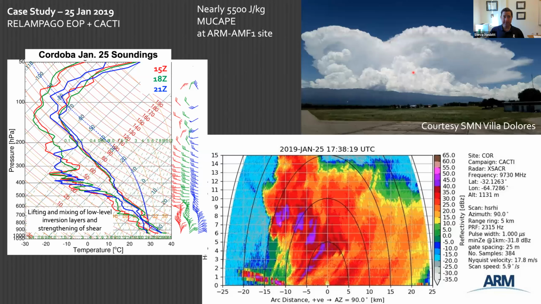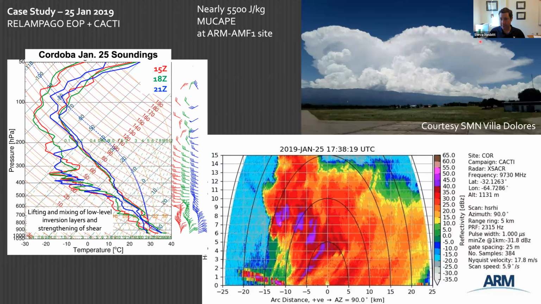Another case that we have, 25 January. So here, this was after our IOP, but this was our champion in terms of the amount of CAPE that was present. Some soundings here that were launched from our fixed site indicated above 5,500 joules of CAPE, very strong vertical wind shear. And right after convective initiation, this storm was already 18 kilometers tall.